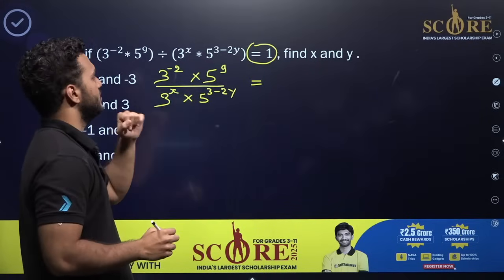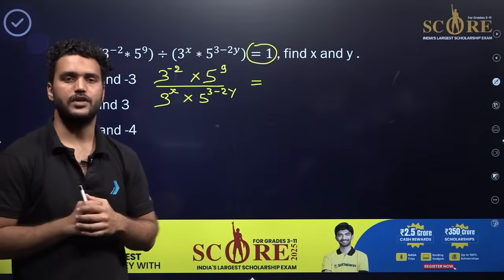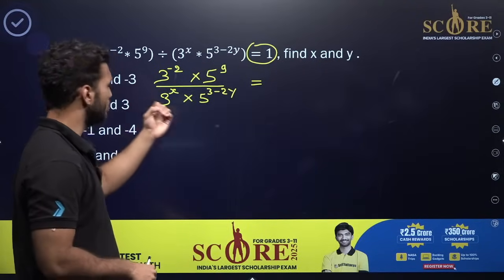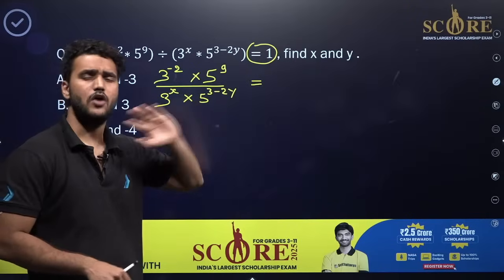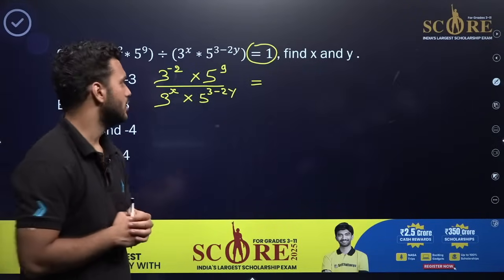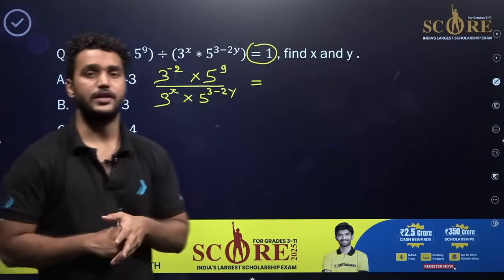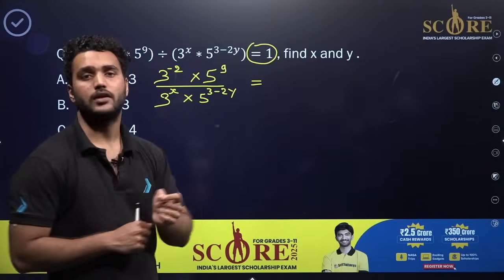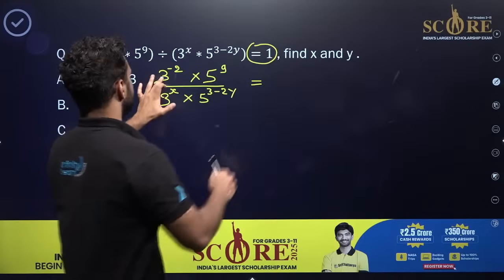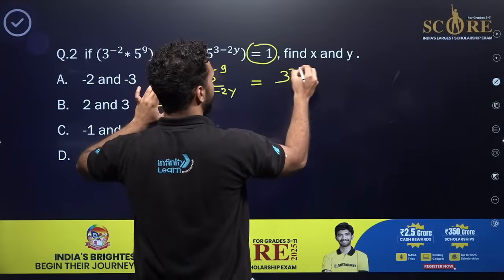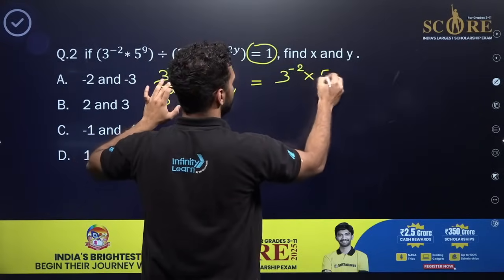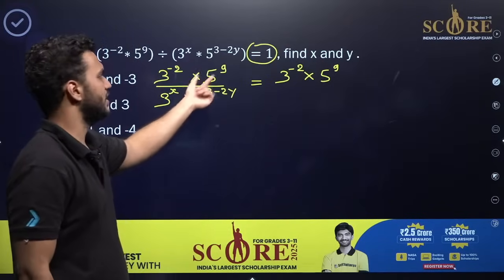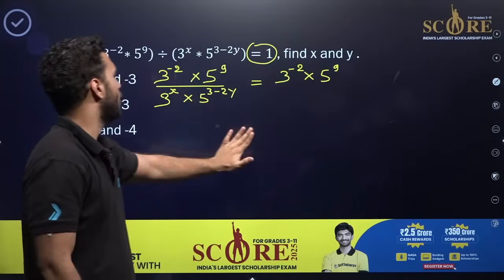I am trying to simplify this. Now I told you how to do simplification. I will tell you in the question. See what you have to do. Put everything in the numerator. How to do that, sir? As I told you in the beginning, whenever you change the position, the sign of the power gets changed. See, 3 to the power minus 2, I am writing as it is, so the power will not change. 5 to the power 9 was in the numerator, I am writing in the numerator, so the power will not change.